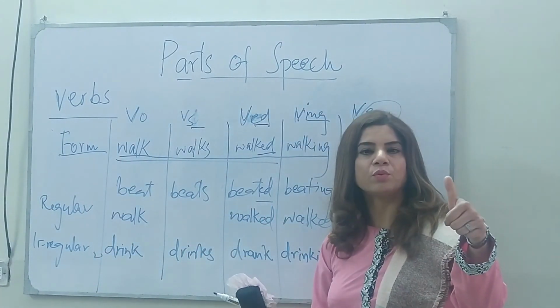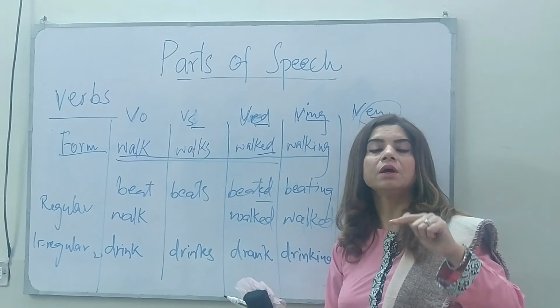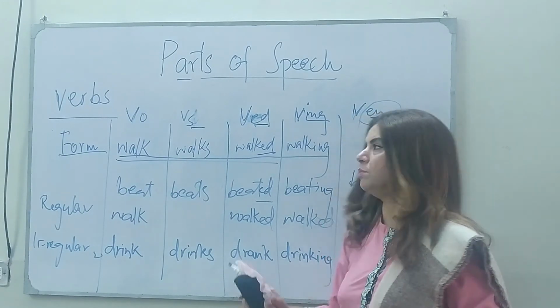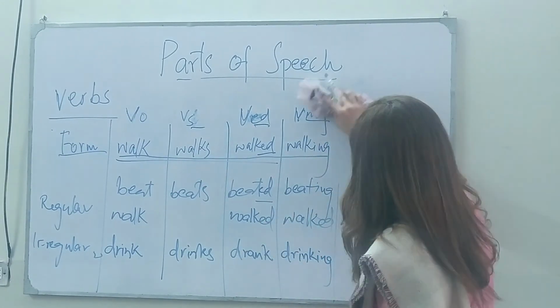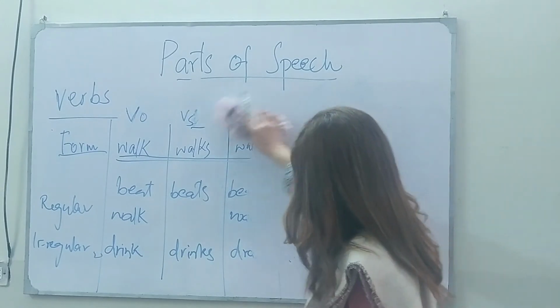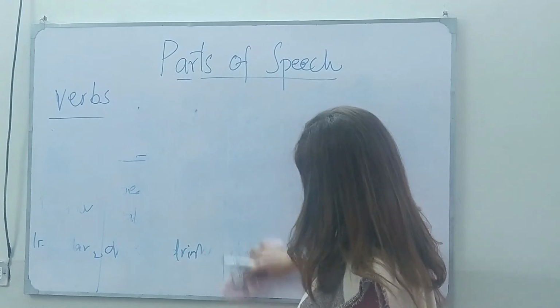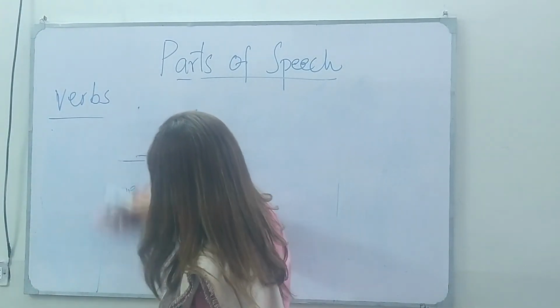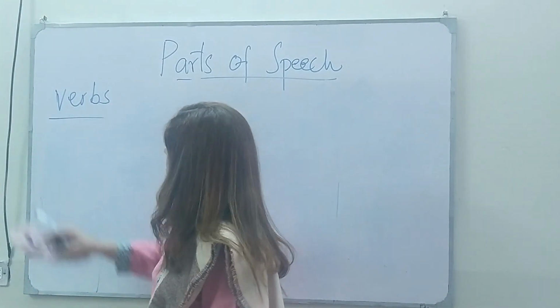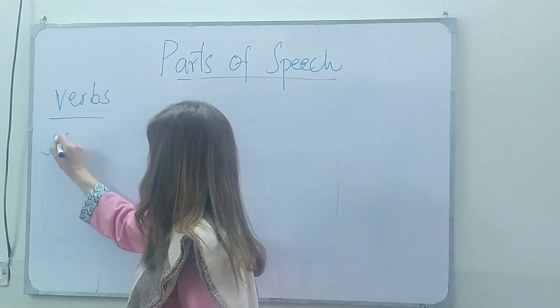Function is the first and foremost. Second will be form, and third will be meaning. Now we will move towards meaning. What does meaning mean? Meaning doesn't mean to translate it into Urdu. Meaning means what a verb does in a sentence.